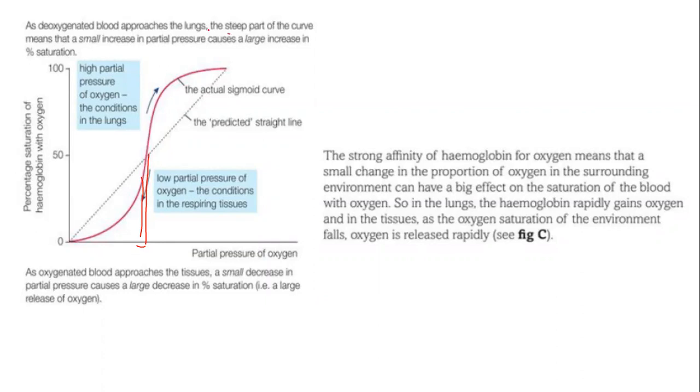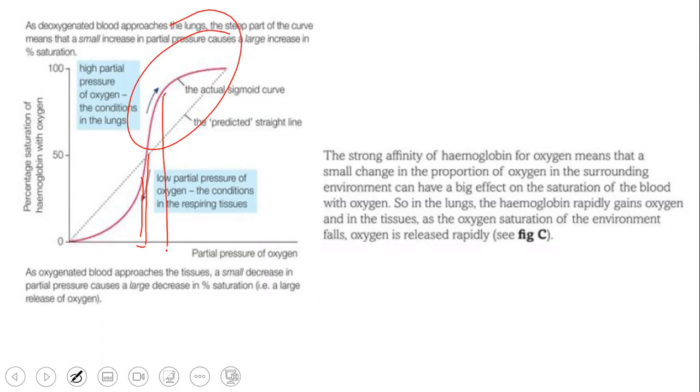And when you talk about the lungs, what will you see? That even a small increase in partial pressure is going to end up causing a large change in the saturation. And that is what we want. In the lungs, even if we are getting a bit more oxygen, we want the hemoglobin to get more saturated so that it can bind to the oxygen readily. It can bind to the oxygen easily. That is what we want.